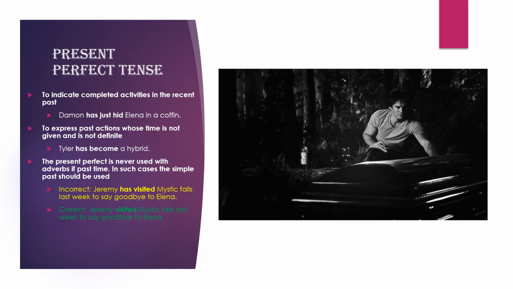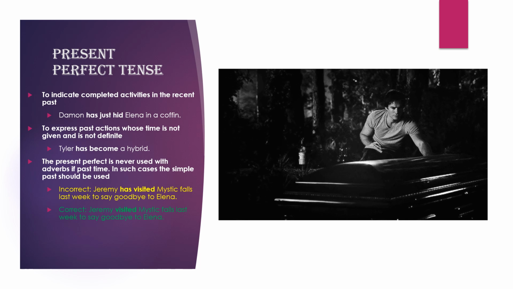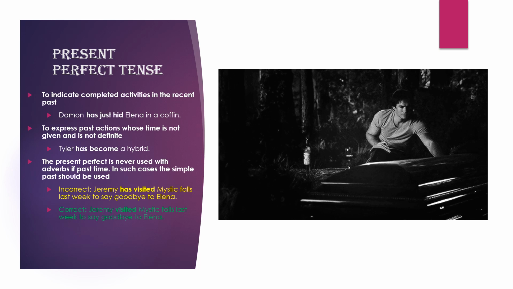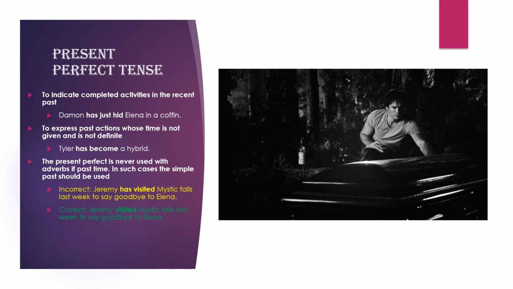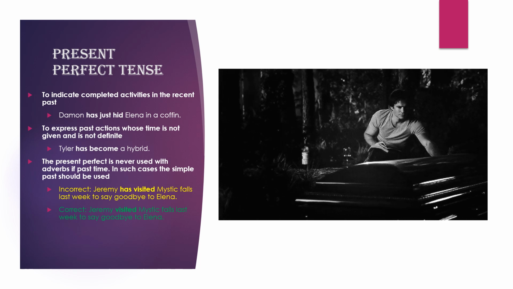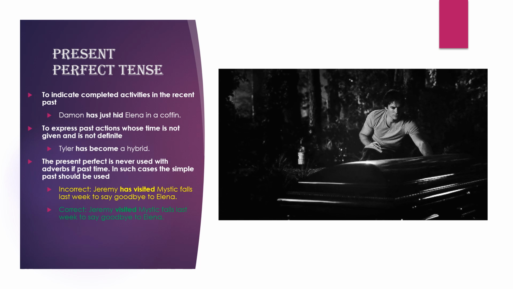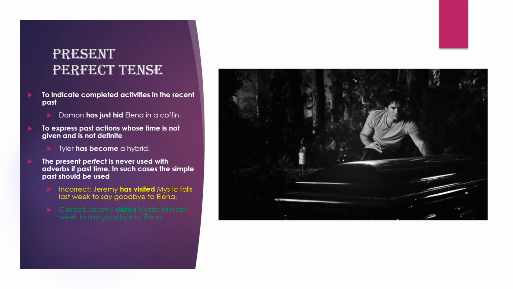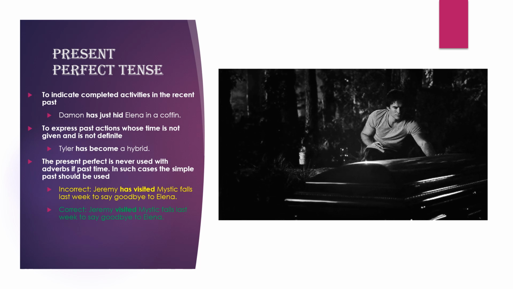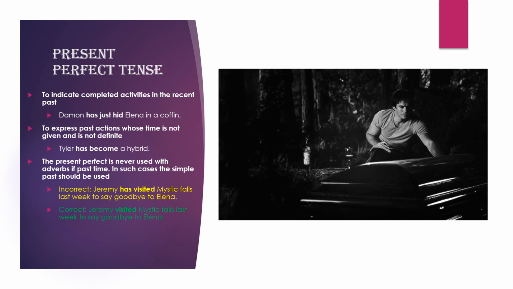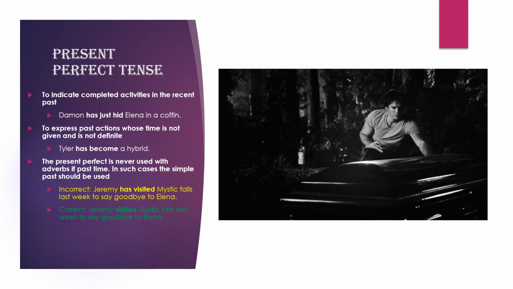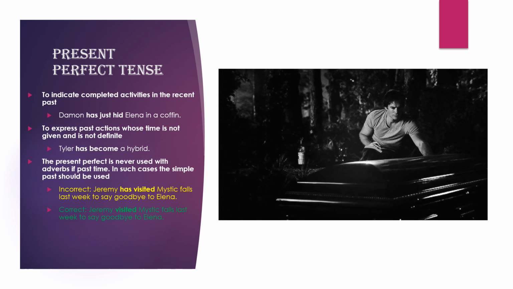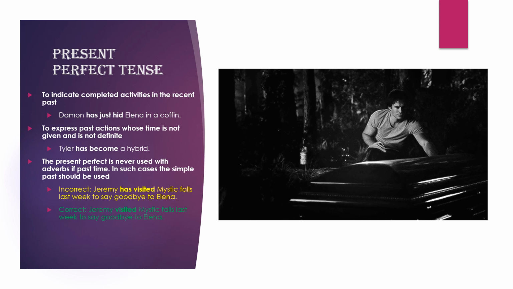The third tense under present tense is the present perfect tense. It may be used to indicate a complete activity, something that is complete in the recent past. Damon has just hid Elena in a coffin. Just hid. That means the action has just finished. While or when the action got completed, the time that has elapsed since then is not huge. It is only a few moments back maybe.